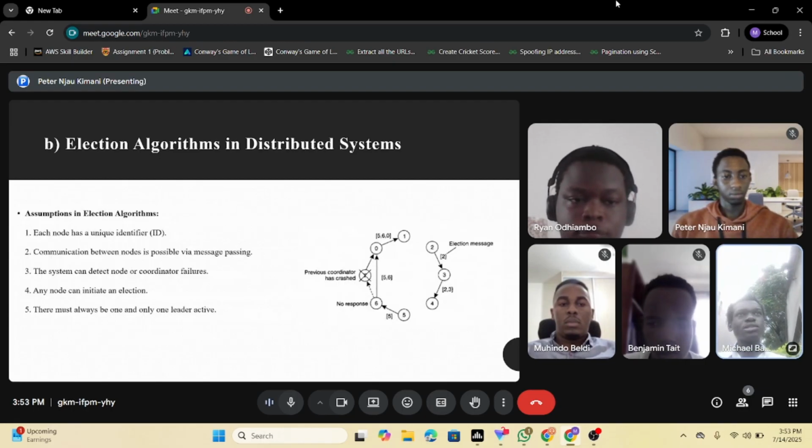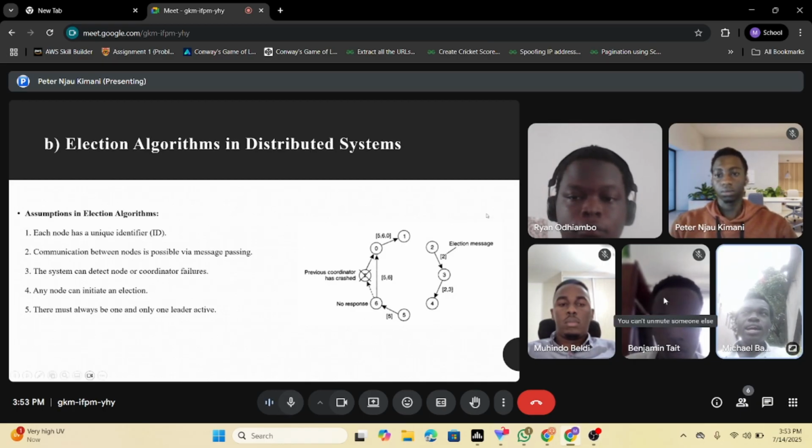One of those assumptions is that each node has a unique identifier. Why is this paramount? So that we know that node A is the one which has become a leader and not node B. The other assumption is that there must be communication between nodes via message passing. Also, the system can detect node or coordinator failures. Why is this important? So that we are able to know that the leader has failed, and which nodes are active and which are not. This one is responding, these ones are not responding.